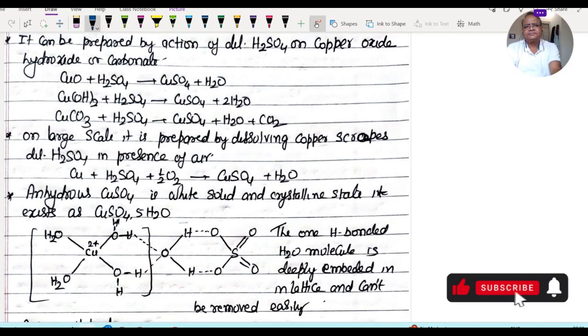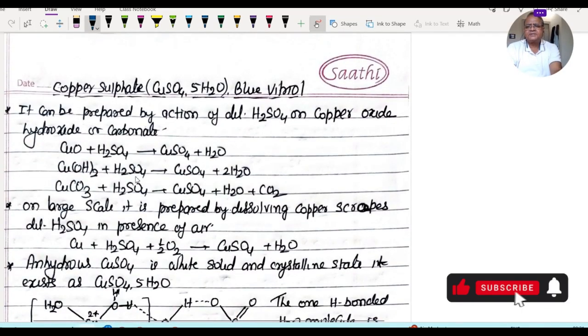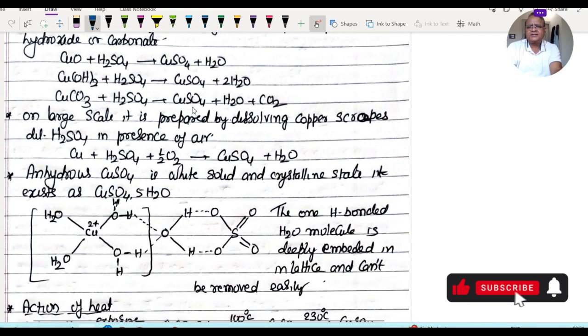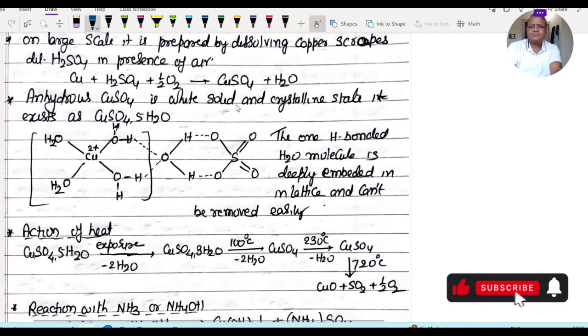Now copper sulfate. Copper sulfate, blue vitriol, CuSO4·5H2O. It can be prepared by action of dilute H2SO4 on copper oxide, hydroxide and carbonate. On a larger scale, it is prepared by dissolving copper scraps, turnings of copper, in dilute H2SO4 in presence of air. Anhydrous copper sulfate is a white solid in crystalline state. It exists as CuSO4·5H2O, where 4 H2O molecules behave like ligands and 1 H2O is water of crystallization.